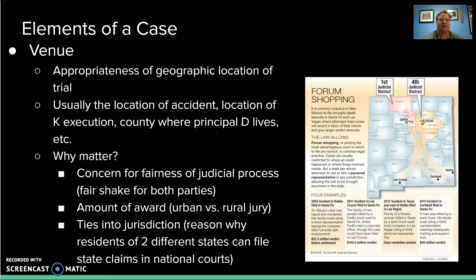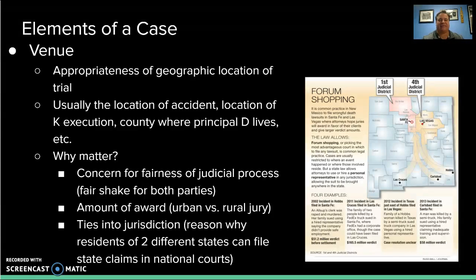Finally, venue. This is an idea about the appropriateness of the geographic location of the trial. Usually, it's the location of an accident. The physical location of the accident becomes the court, which takes the case. So if you get an accident in Elmhurst, you're going to be going to the courts in DuPage County. If your accident's in Chicago, you're going to be going to the courts in Cook County. And if the accident's up here in Libertyville, you're going to be going to the court in Lake County.